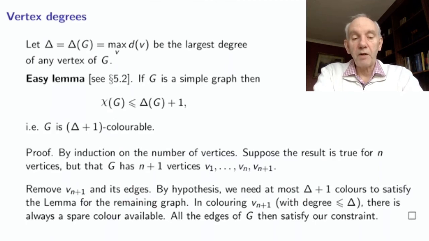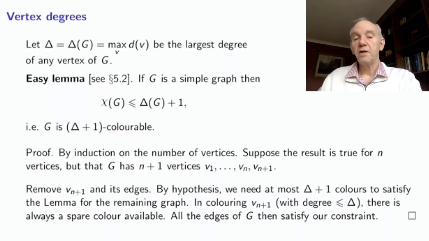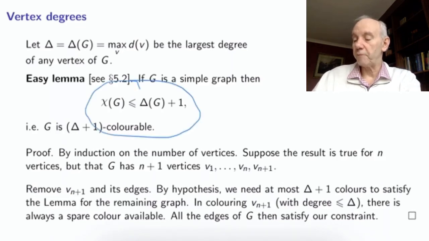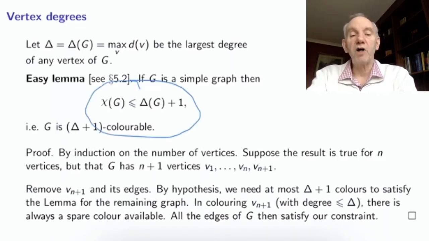So you start by looking at the graph with the first n vertices and edges between them. Delta plus 1 colours suffice for that. But in colouring the last vertex, given that this has degree at most delta, we'll always have a spare colour from the list of delta plus 1 available, and then everything works out. So this is really the key result, which is worth remembering. The chromatic number of a graph never exceeds capital delta plus 1.